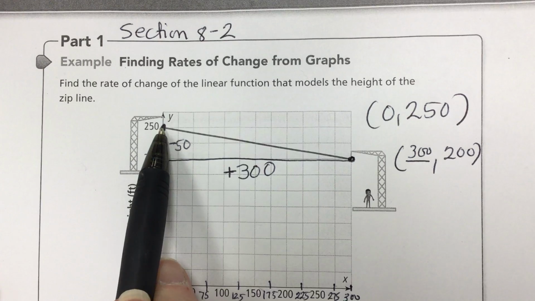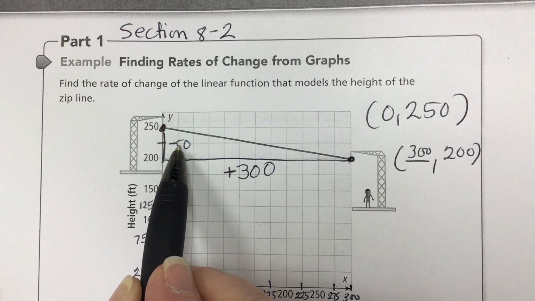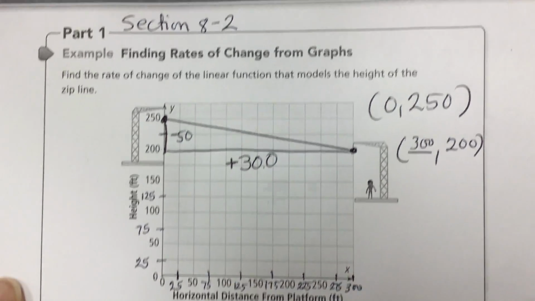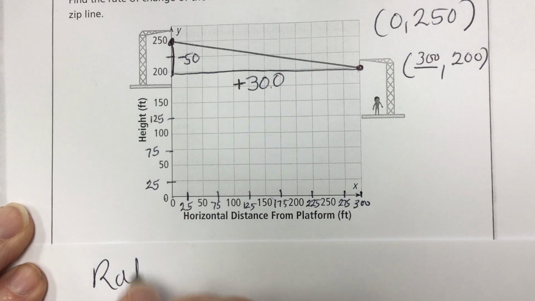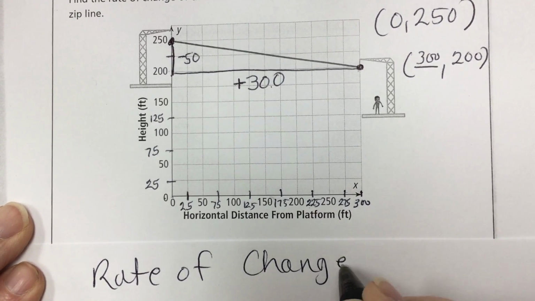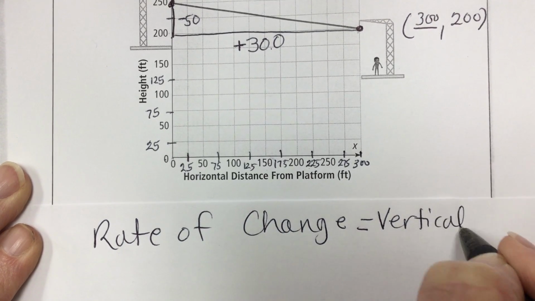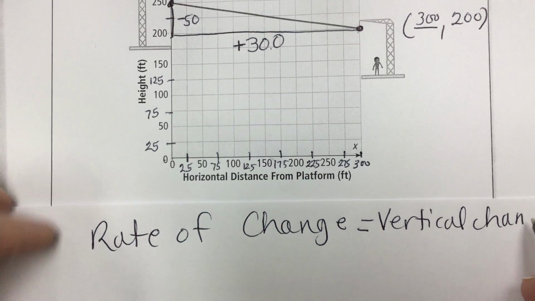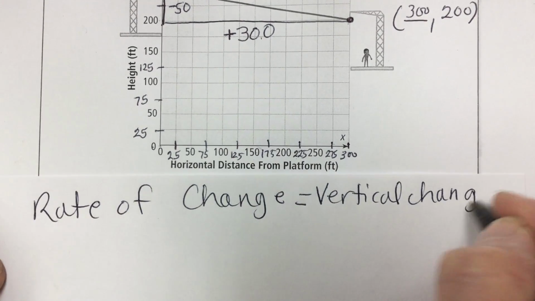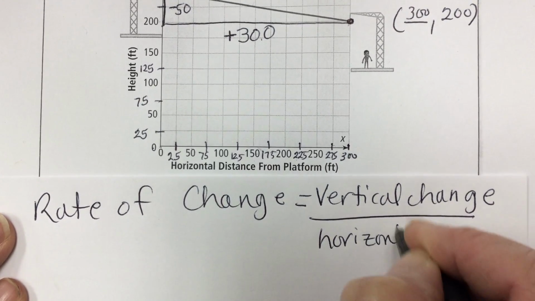So to go from this point to this point, we went down. My vertical change was negative 50. My horizontal change was 300. So remember, rate of change equals your vertical change over your horizontal change.